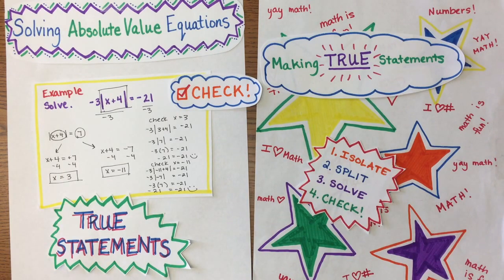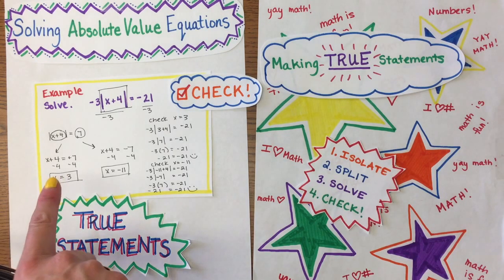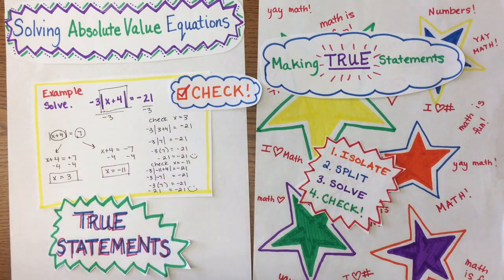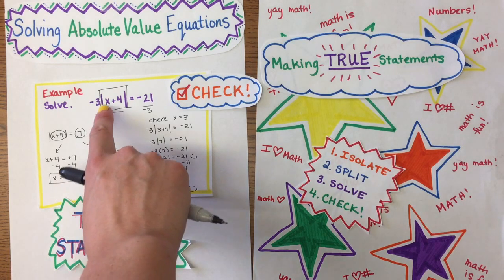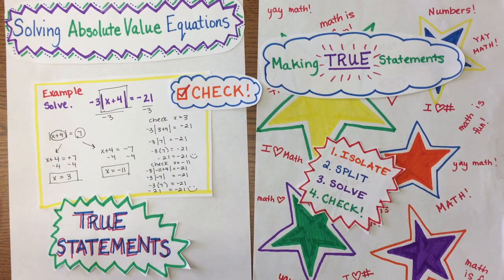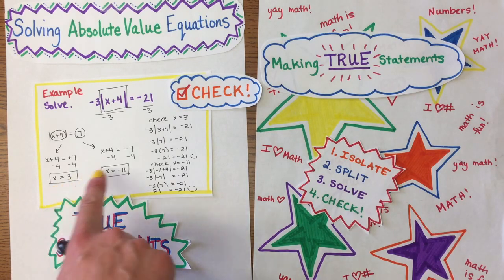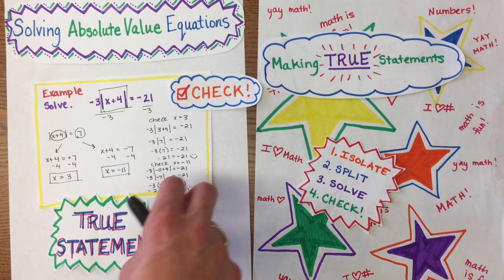So in the case of this particular problem, there are two values for the variable x that will make this statement true. Sometimes there will be one, there might not be any values of x that make this statement true. But in this particular problem, I have two values of x that make a true statement.